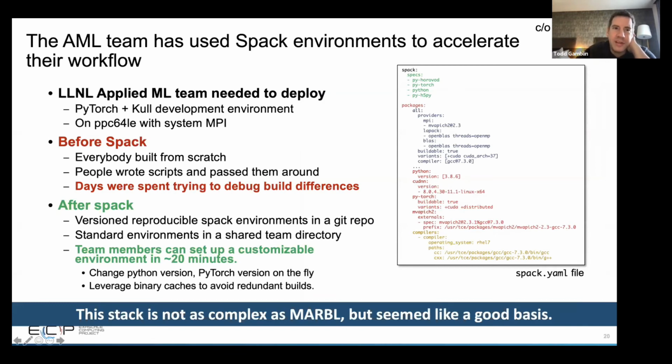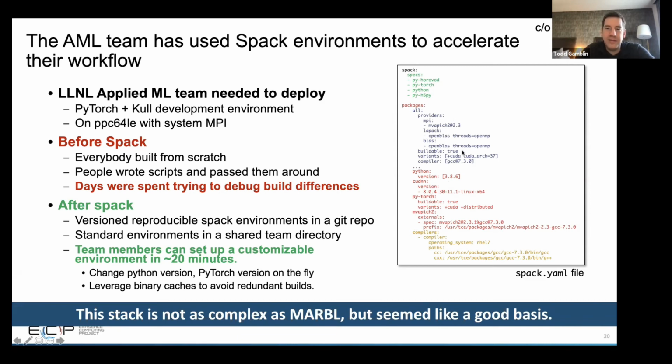We've had some success with this with the applied ML team at Livermore. They wanted to work together on different versions of PyTorch basically for a particular workflow. And every developer on the team needed to build PyTorch and Horovod and all of this stuff for PowerPC and the special MPI version that runs on Sierra at Livermore. And so what they ended up doing was they made a Spack environment that looks like this, where these are the specs up here. This is what they want to build.